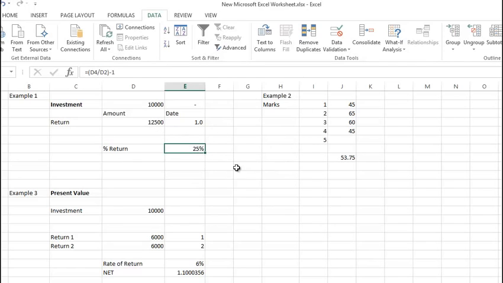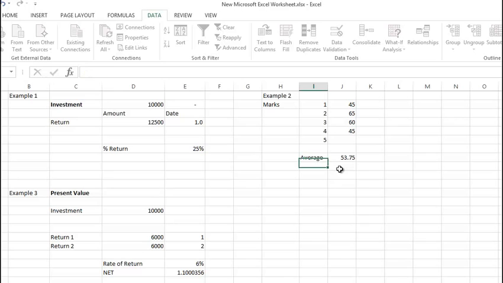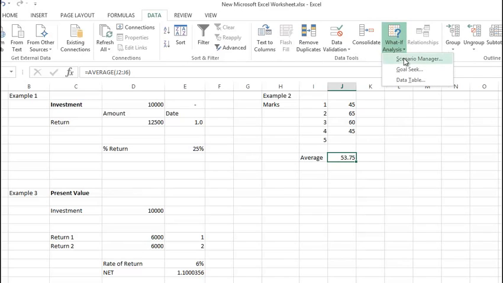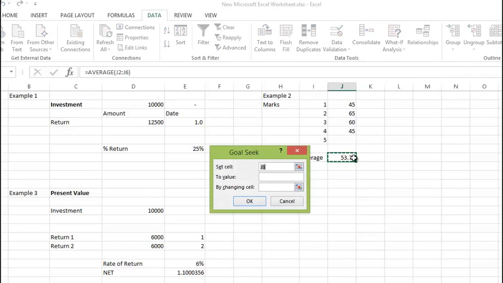To make things a little more clear, let's look at another example. This is nothing but the average of the above marks. This is the formula, average J2 to J5. Now here also I want my average to be above 55. For me to make my average above 55, what mark should I get in event 5? So I'll go to what if analysis, go to goal seek. I want to change this cell to 55.